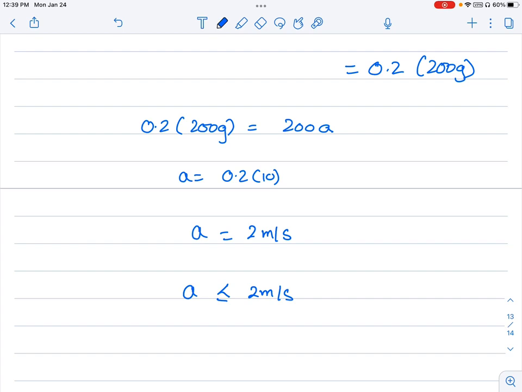We assume that if it is about to slide, my frictional force should be equal to the forward force or the driving force. If it is about to slide, the forward force should be equal to the frictional force. Then in that case, the acceleration will be 2 meters per second squared. It means the maximum acceleration is 2 meters per second squared. So it indicates that its acceleration will always be less than or equal to 2 meters per second squared.